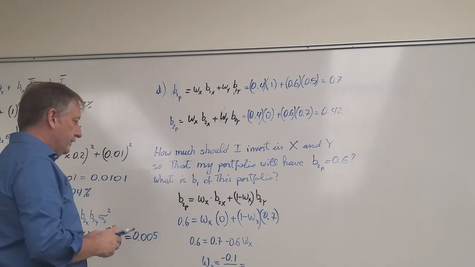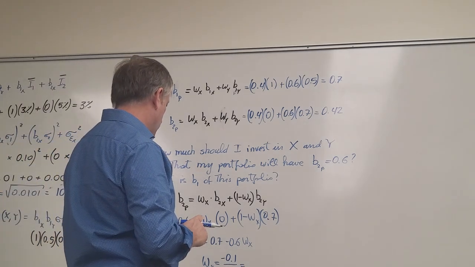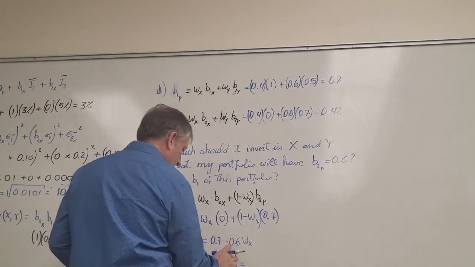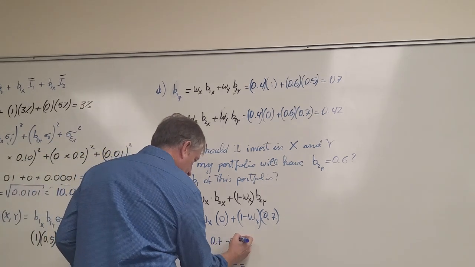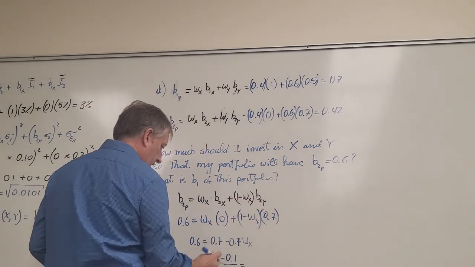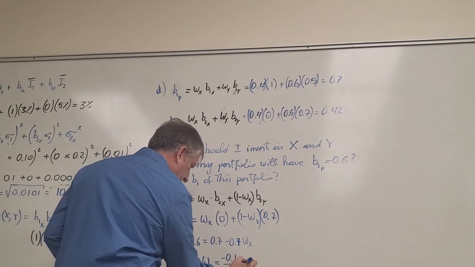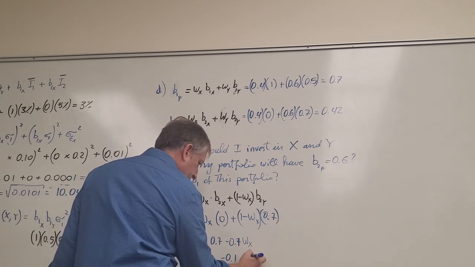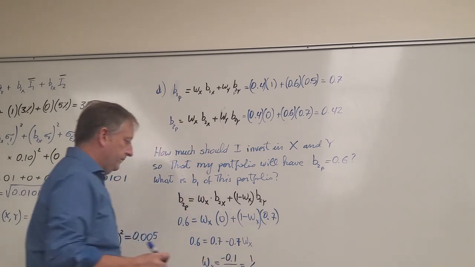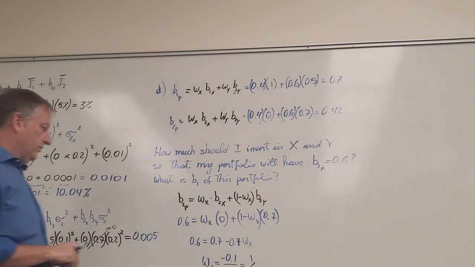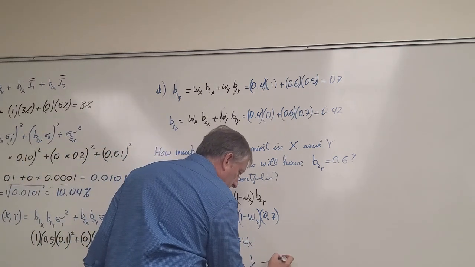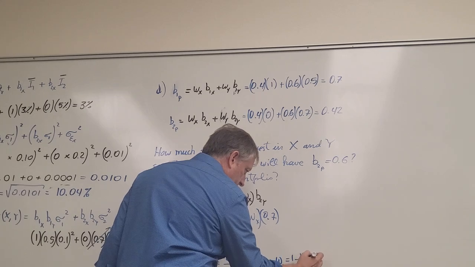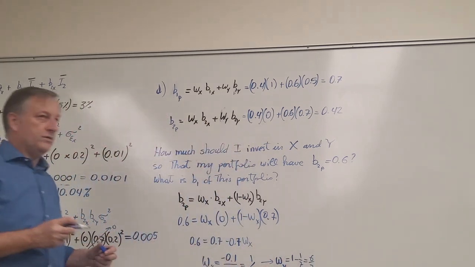Would it be 0.7 minus 0.7 WX? And it's exactly right, 0.7. Yeah, distribute that, then divide by that, so it's 1/7, sorry. So the weight of X is 1/7. What about the weight of Y? 6/7.